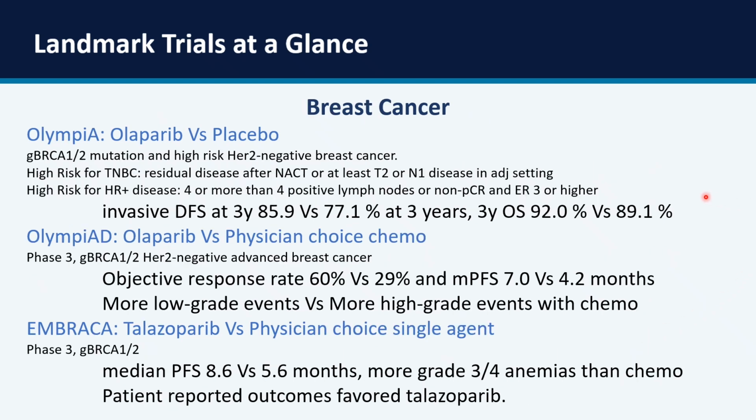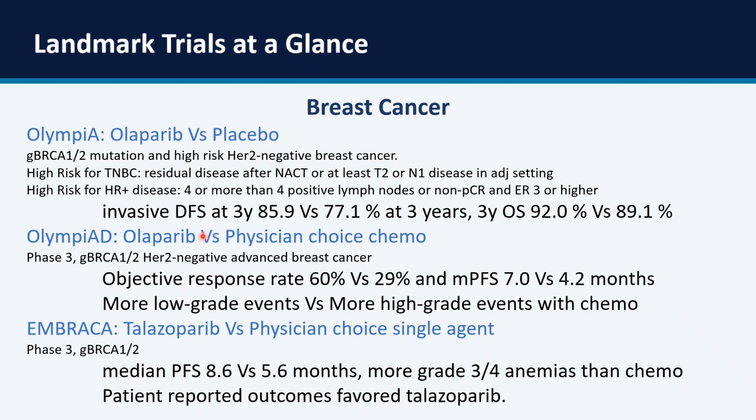So regarding breast cancer, we have the OlympiA, OlympiAD and EMBRACA trials. In the OlympiA trial, olaparib versus placebo, the population was germline BRCA1/2 mutation with high risk HER2 negative breast cancer, as well as hormone receptor positive disease but with 4 or more positive lymph nodes or non pathological complete response or ER3 or higher.